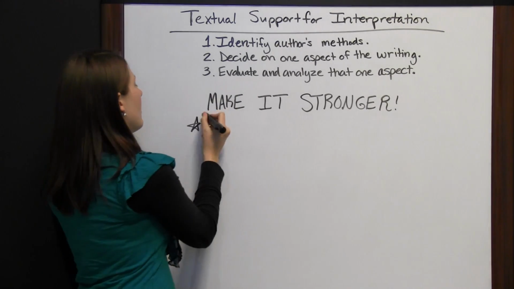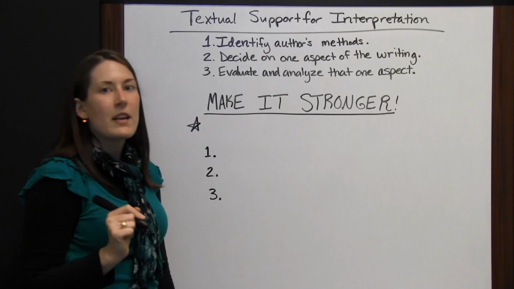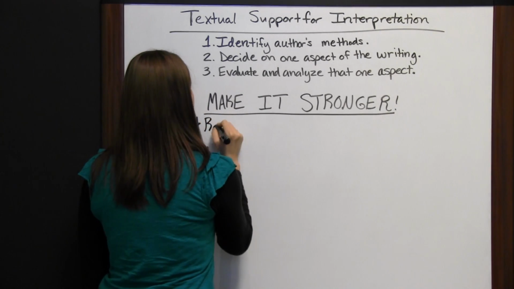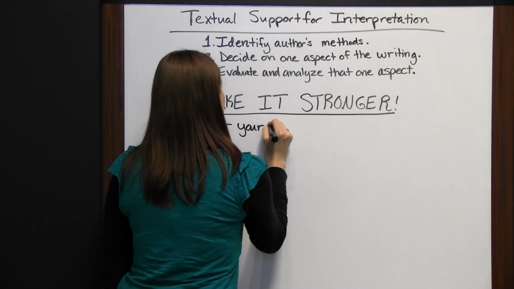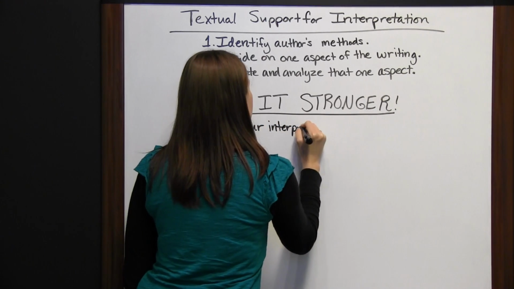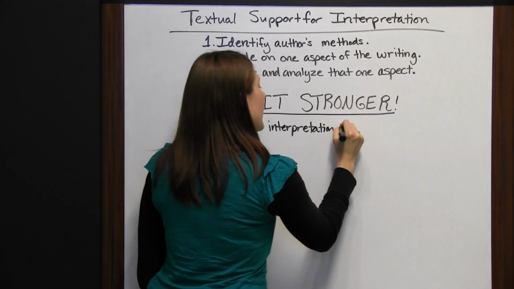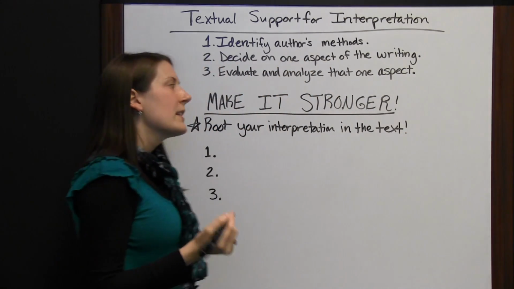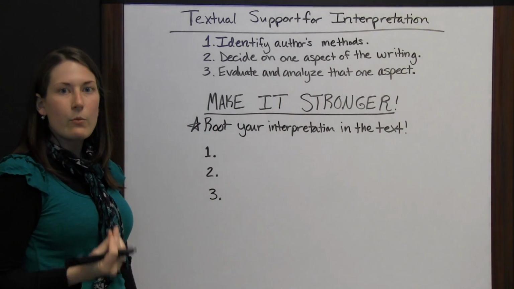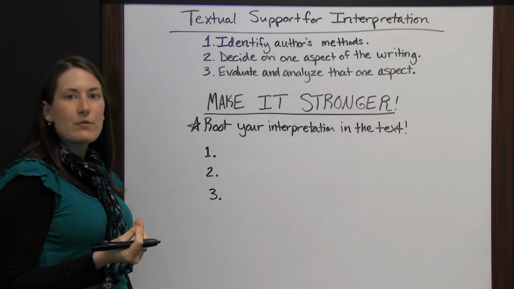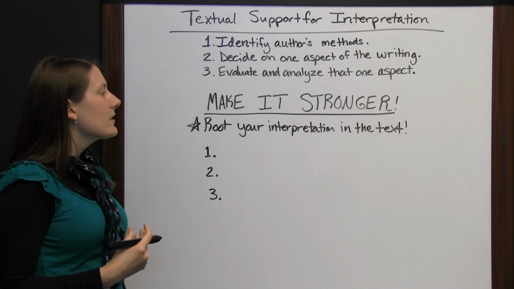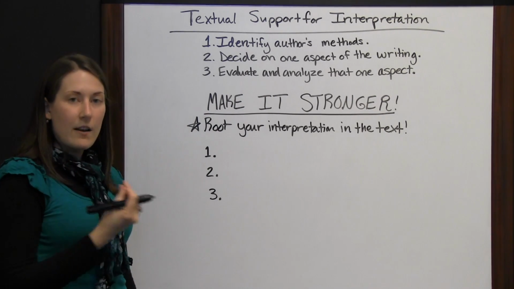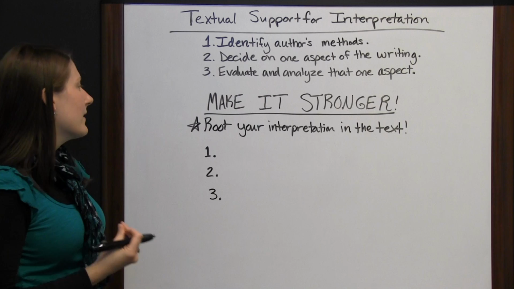But you want to make it stronger. And one way that you can make your evaluation, your interpretation of this work stronger is to root your interpretation in the text. That means you go through and you find specific examples in the text that support what your interpretation is. The examples from the text support your ideas. So it doesn't look like it's just things that you're coming up with out of your head. It's things that you came up with because of something specific in the story that made you think.